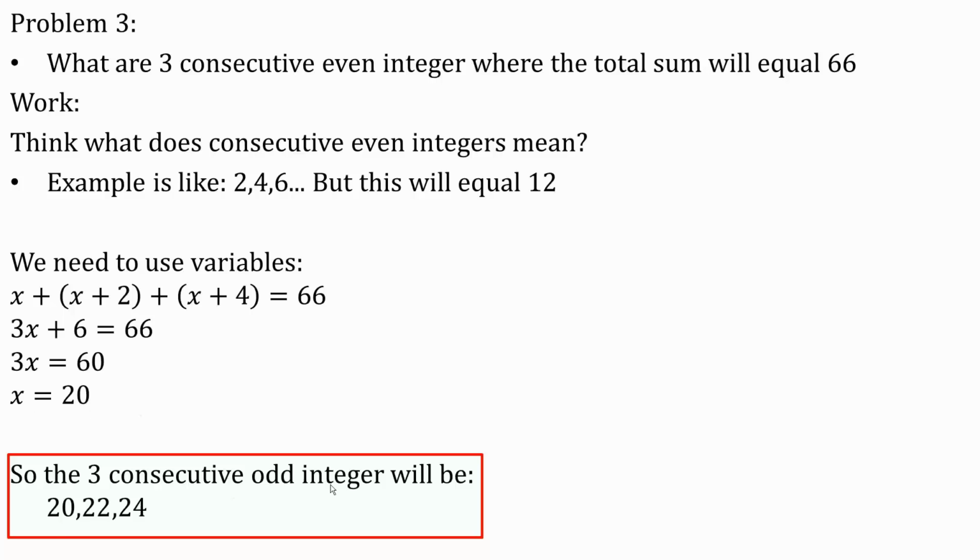So our 3 consecutive even integers would be 20, 22, 24, which would sum to 66. This one, you don't even need a calculator. 20 plus 22 is 42. 42 plus 24 is 66.